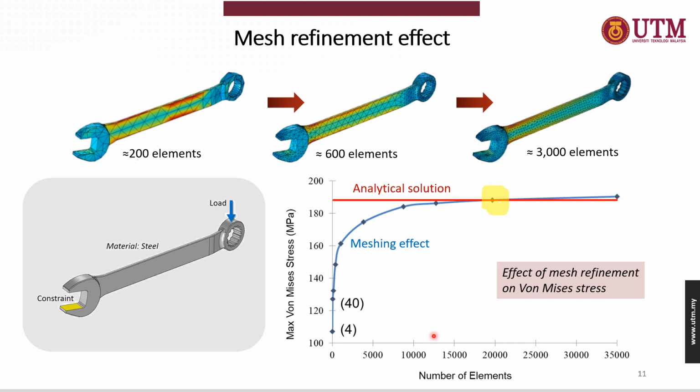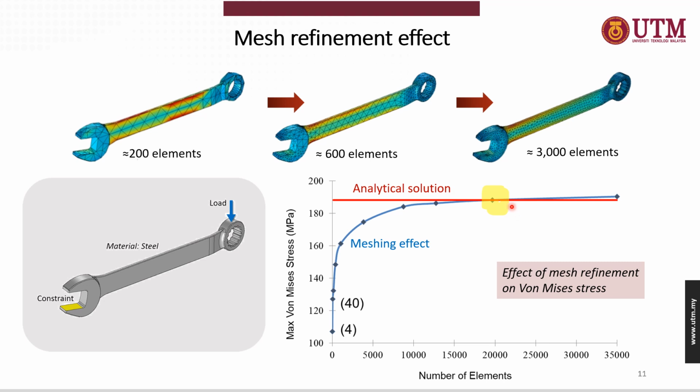So in this graph, let's say this 190 megapascal here is the analytical solution. We can see that a higher number of elements gives more accurate results. But then too high, it starts to deviate again. And of course, too much computational time as well.